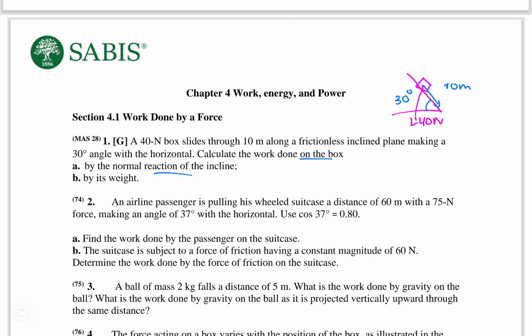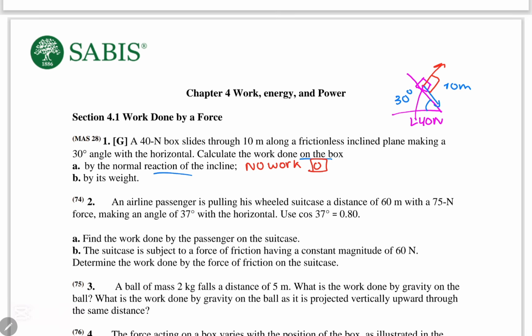The normal reaction is basically the normal force. The normal force, because it is perpendicular. Remember, whenever you face a perpendicular force, then the work done is 0. So, by the normal reaction of the incline, because the normal reaction is perpendicular to the displacement of the box, which is the 10 meters, then the force does no work. So, no work done, or you can put 0, okay?